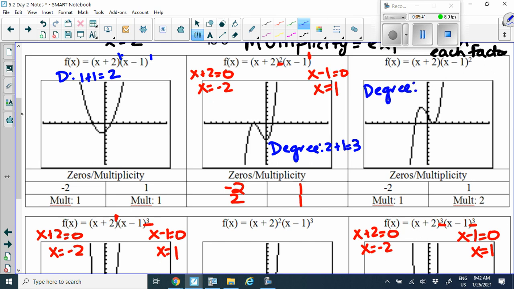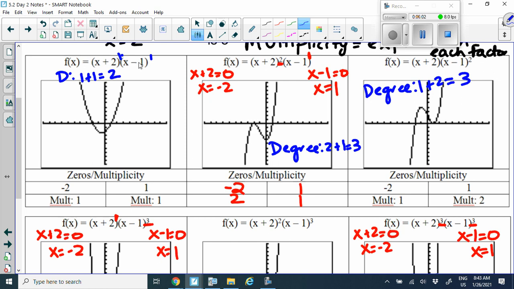Notice that we have 1 and 2 as our exponents. We get 3. Okay? So anytime we're in factored form, remember that means we have these parentheses. We add the exponents to get our degree. And then our a value, remember that's our leading coefficient, is always just going to be the number that is in front of our first set of parentheses.